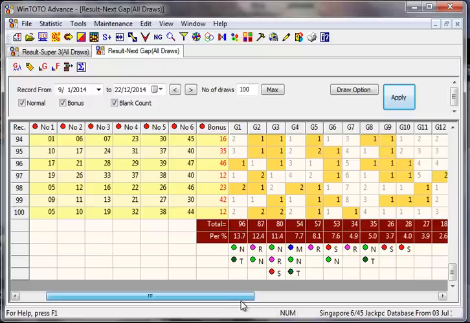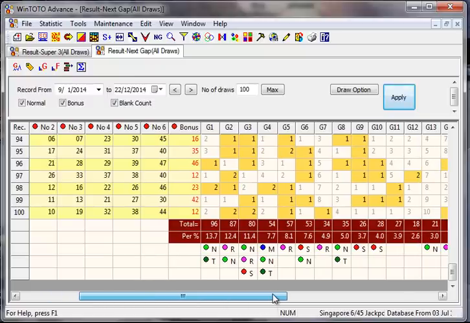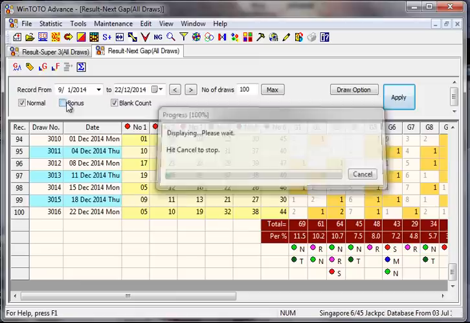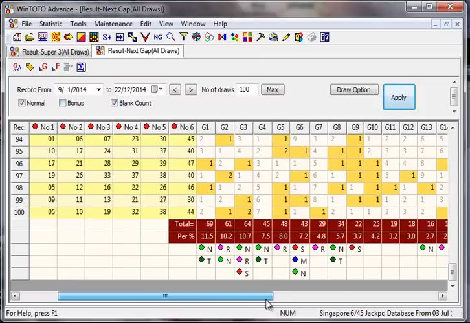Now, allow me to explain a little bit when I come to here. I'll take away the bonus number. G1 is referring to repeat numbers. G2 is 2 draws away numbers, 3 draws away numbers, 4 draws away numbers. G5 means numbers that appeared 5 draws ago, and G6 is 6 draws ago.